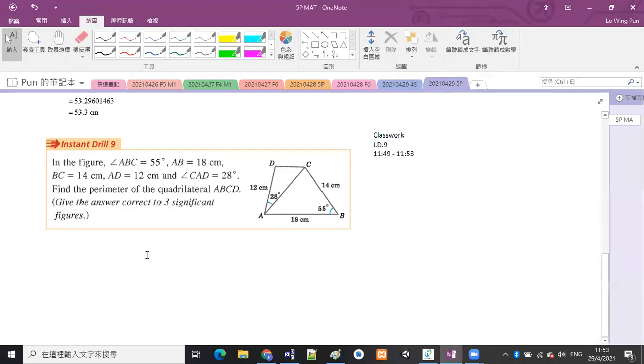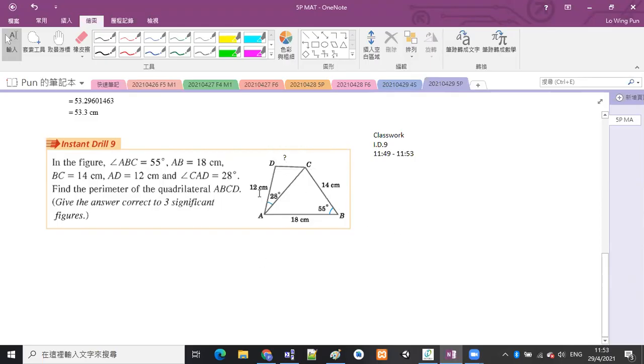Okay, let's check the answer. So in the figure, ABC is 55 degrees, and then AB is 18 cm, BC is 14, AD is 12, CAD is 28 degrees. Find the perimeter of quadrilateral ABCD. So we have one length, two lengths, three lengths, and then we need to find the fourth one. Okay, so that is the DC.